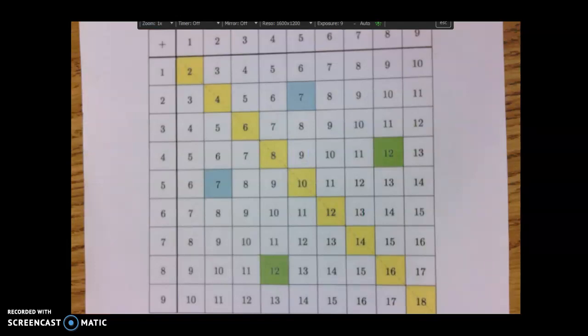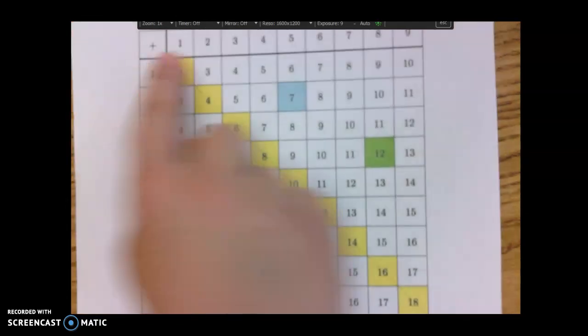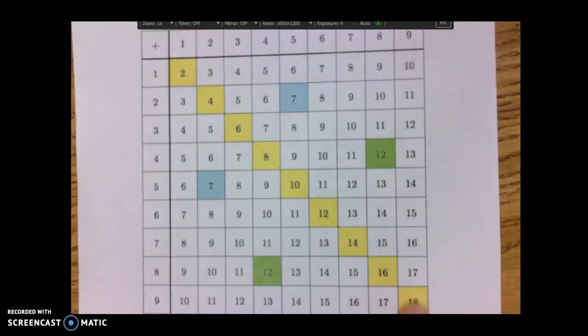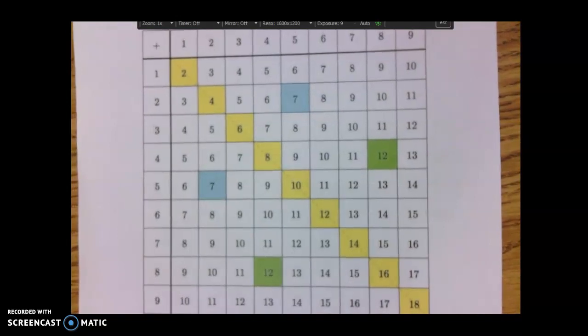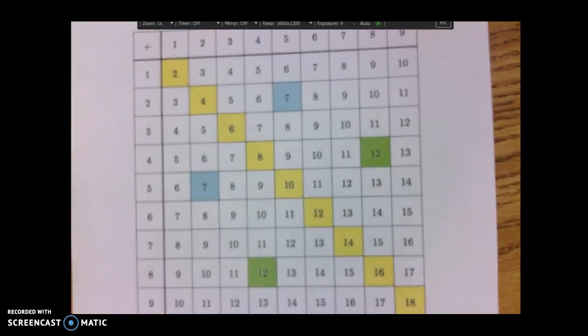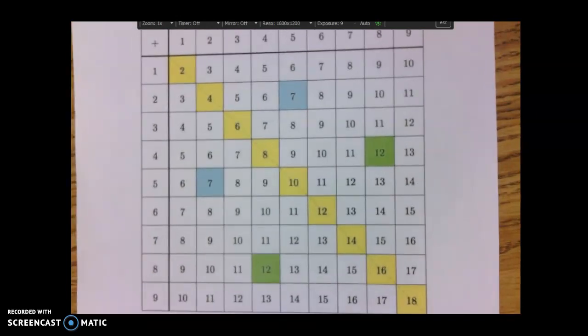Okay, now I've put a larger example of an addition chart on here. This goes all the way, so I can find the answer to 9 plus 9. And if I slide them down, I see that my answer is 18. So I want you to take a look at this addition chart and see if you can find anything that you notice. What are some things that you notice or patterns about this addition chart?